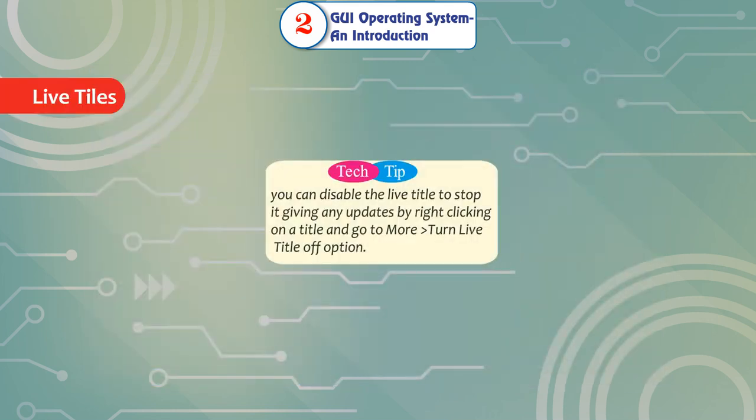Tech tip: you can disable the live tile to stop it giving any updates by right-clicking on a tile, and go to More, Turn Live Tile Off option.